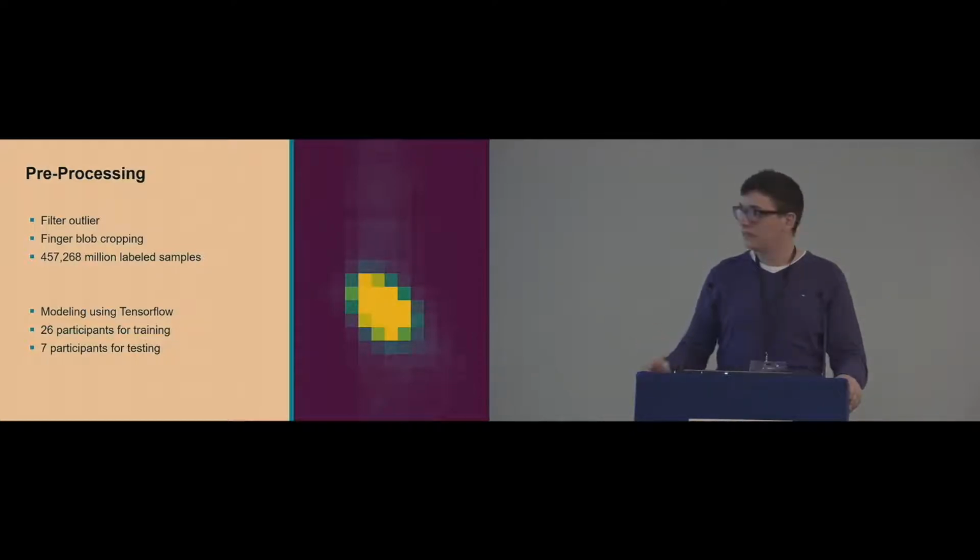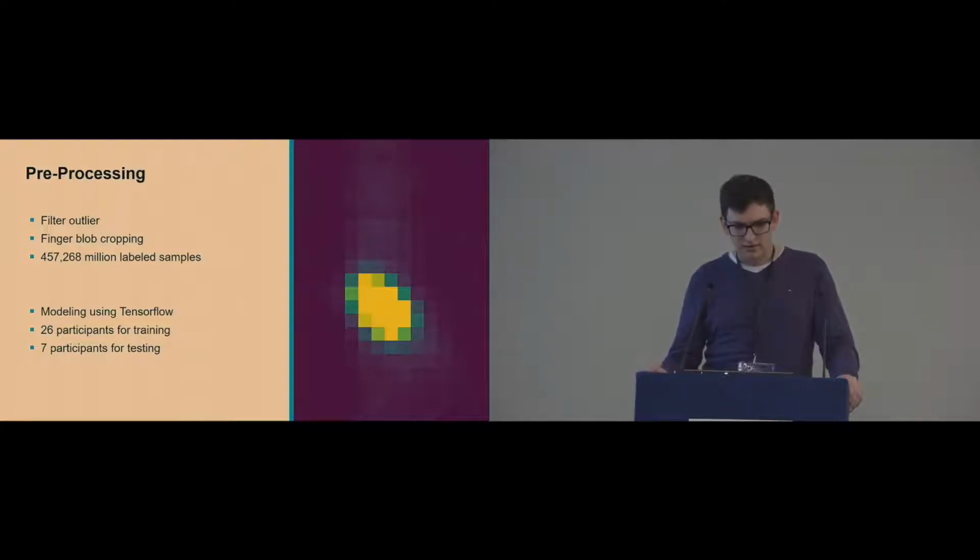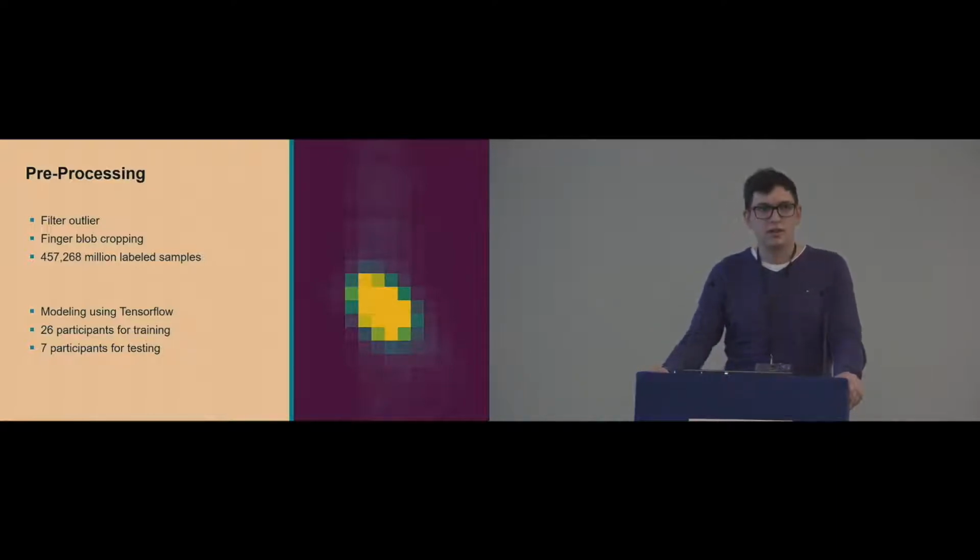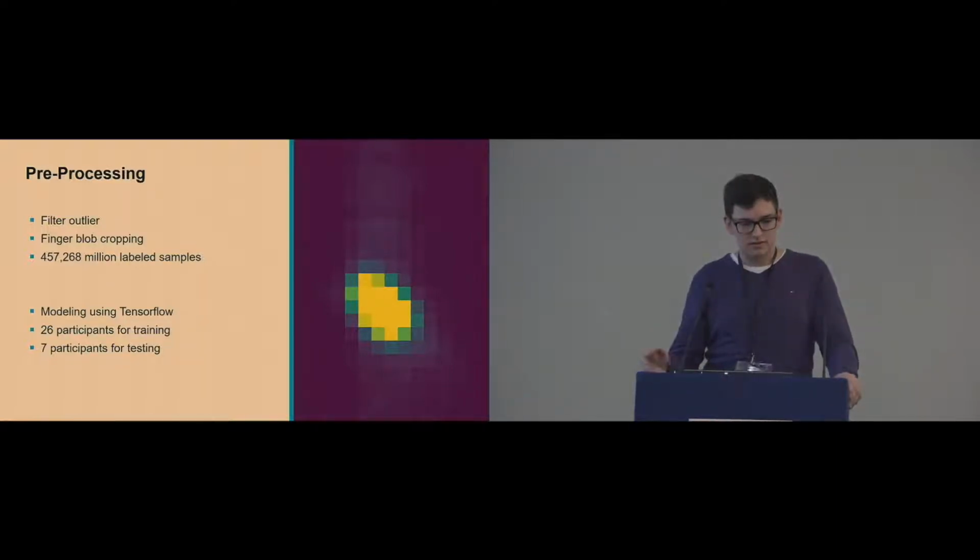After filtering and the blob detection, we ended up with roughly 500,000 sampled labels, where we have the capacitive data values and the pitch and yaw of the finger. In the following slides, I'm going to show you what we did with machine learning. The machine learning part is done with TensorFlow, and to ensure the quality of the models, we used 26 participants for training and 7 participants for testing, so there was no mix between the test and the training sets.